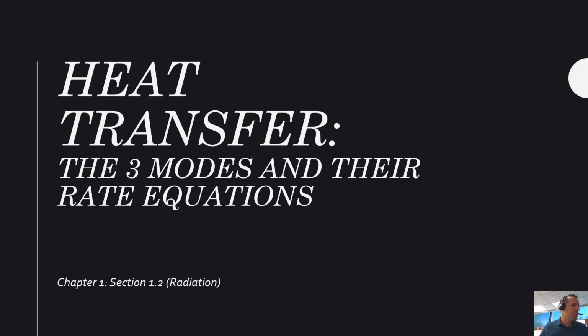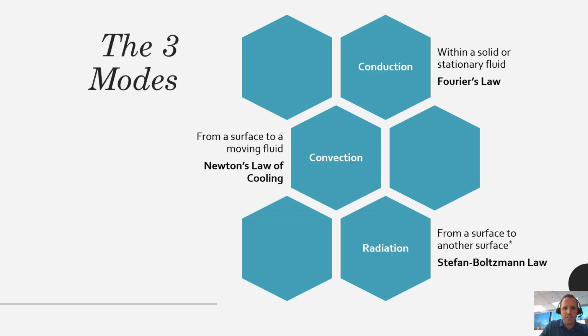We're going to continue talking about the three modes of heat transfer and their rate equations, just at a very introductory level. Today's topic is radiation, and this is the final mode of heat transfer. So you've seen this slide before if you've watched the other videos, but just as a refresher, we have the three modes of heat transfer being conduction, convection, and radiation. Radiative heat transfer is heat transfer that typically occurs from one surface to another surface, and the rate equation that corresponds with it is called the Stefan-Boltzmann Law.